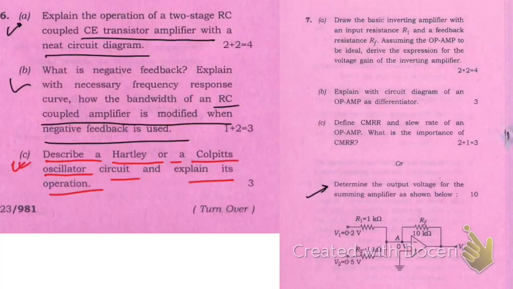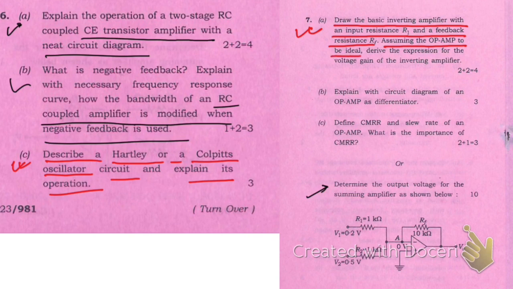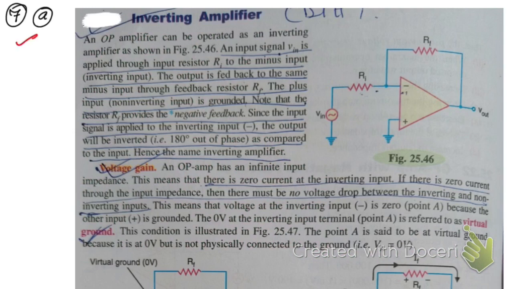Okay, now let me answer question number 7A. Draw a basic inverting amplifier with an input resistance R1 and feedback resistance RF, assuming the op-amp to be ideal. Derive the expression for the voltage gain of the inverting amplifier. So now let me give you the answer. So here is the answer of question number 7A, right?